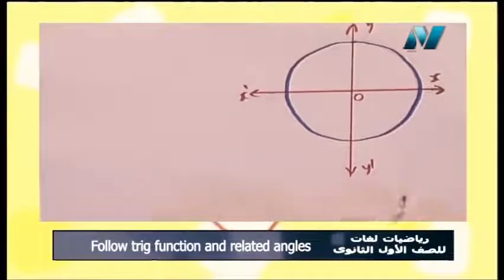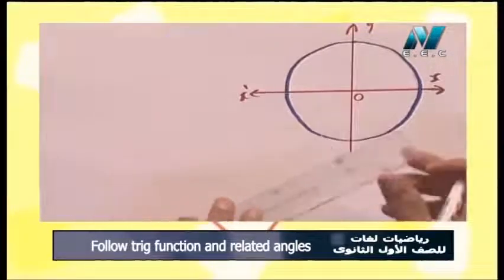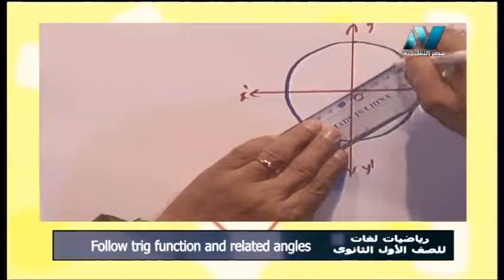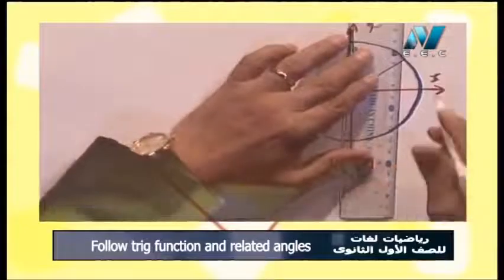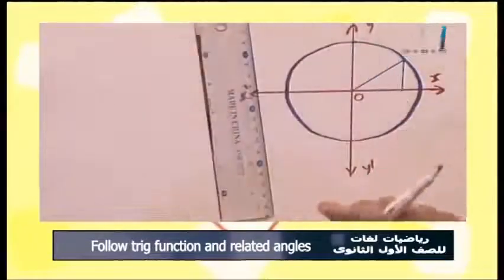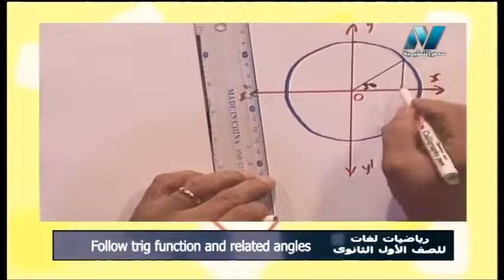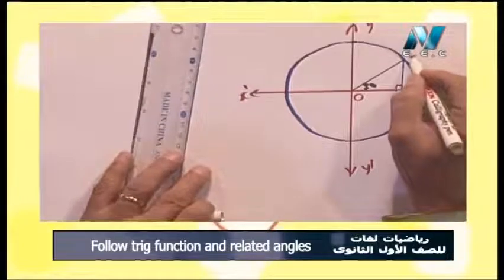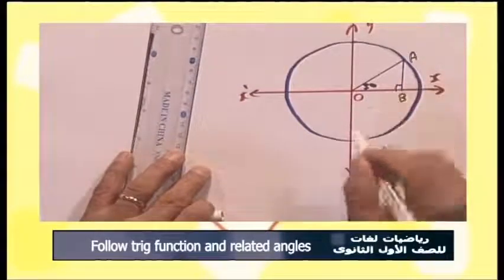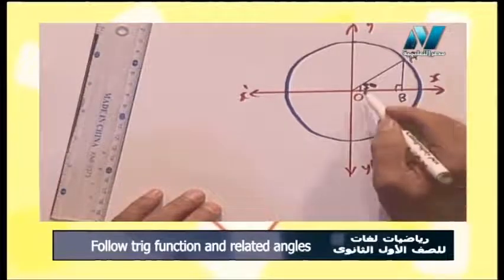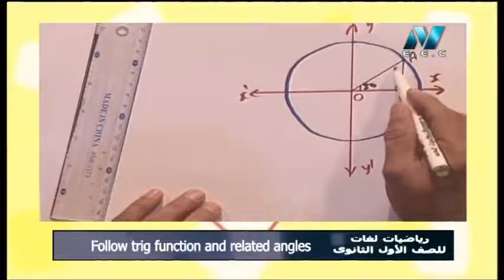Okay, if you would like to draw an angle here, say a 30 degree angle, it will be like that. A 30-degree angle, and this is a right angle triangle here. This is 30, this is 90, and we will call it A, B, O. Okay, we know now that the side opposite to 30 halves the hypotenuse.